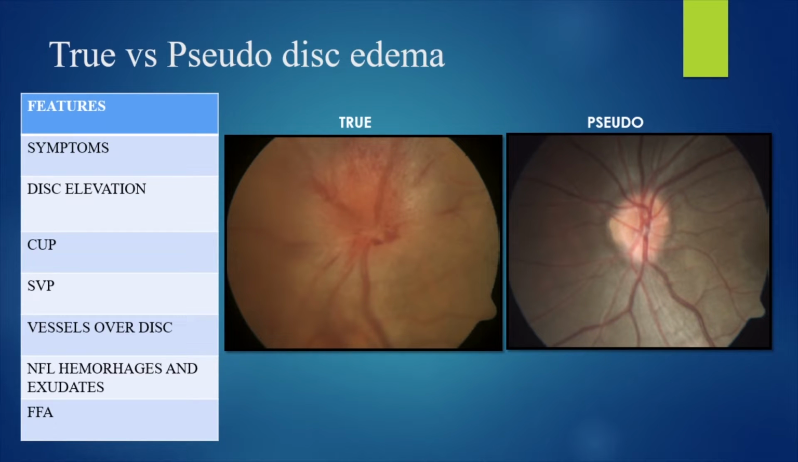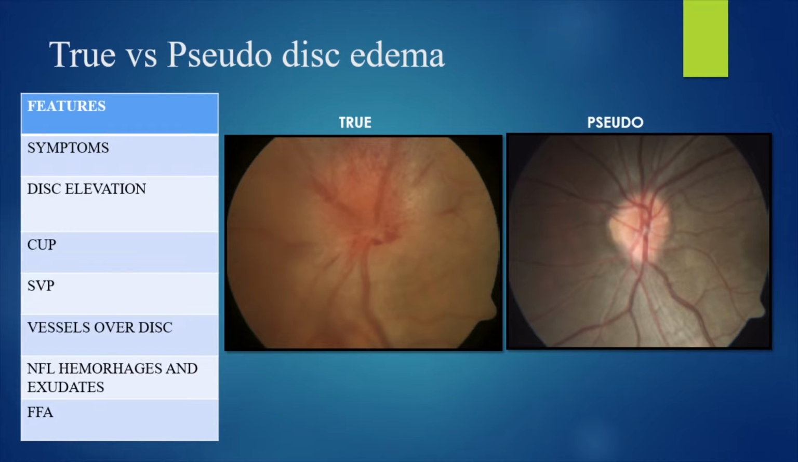Then coming to peripapillary changes, such as hemorrhages and hard exudates, they're usually seen with true disc edema, but not so with pseudo disc edema. Then on fundus fluorescein angiography, what will you expect in true cases? There will be leakage on the disc in the cases of true disc edema. In case of pseudo disc edema, in case of drusen, what will you see? Staining, or there will be autofluorescence.